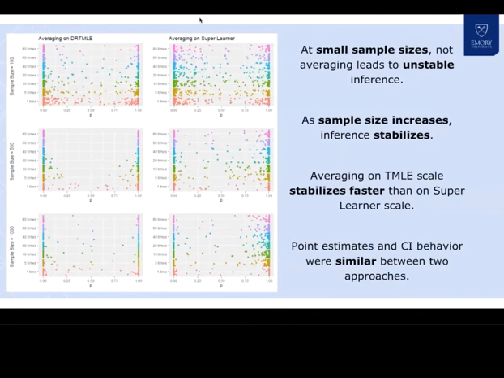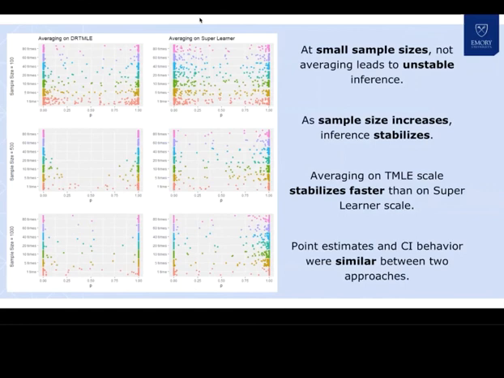And so the left panel here is averaging on the scale of the point estimates, TMLE, and the right side is averaging on the scale of the super learner. So a couple of takeaways from this. As you see, at sample size 100, things are sort of a mess, right? If you're only doing this one time, you're getting very unstable inference. As the sample size increases, of course, as I mentioned, things start to settle down. In just doing one time, you're often ending up with analyses that don't depend on the random seed that you set. It looks like averaging on the scale of TMLE is stabilizing faster than on the super learner scale, right? So fewer replicates are required.